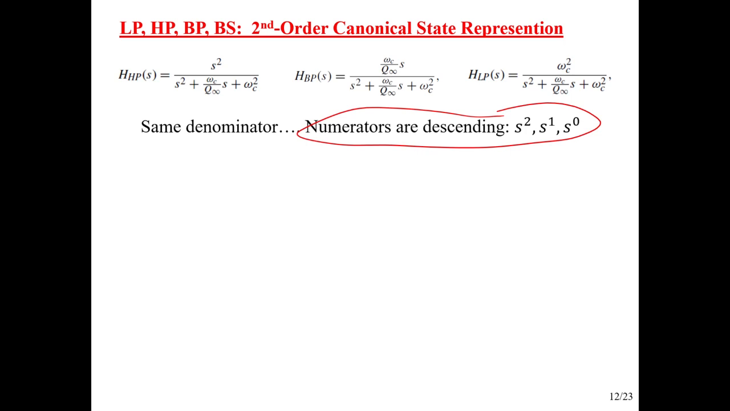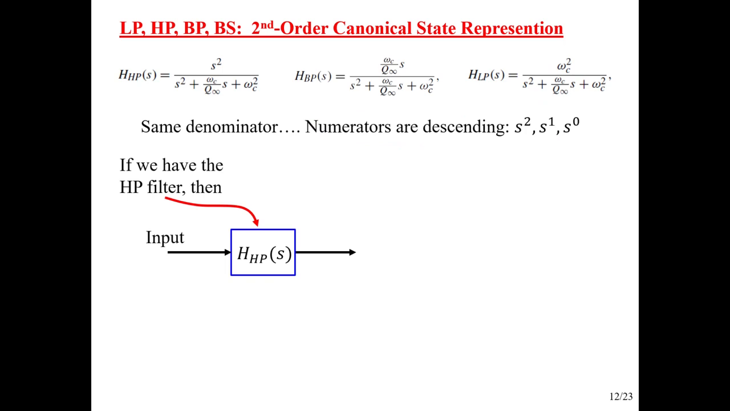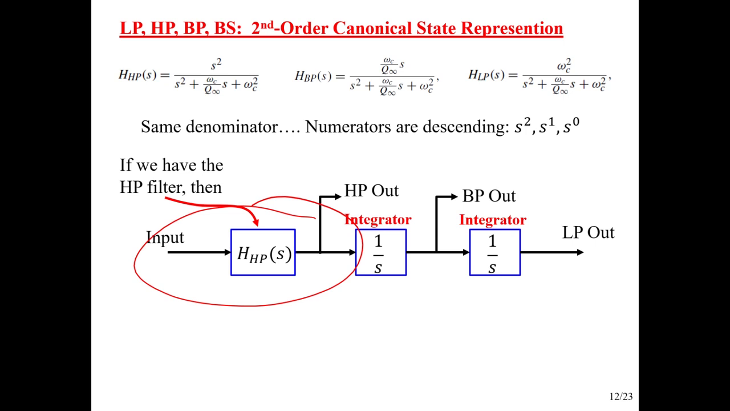And remember, our integration boxes, if we had an S squared, would knock that down to an S, and the next integration box would knock that down to a constant. So that's the key. So suppose somehow we built this high pass filter. Let's not worry about how we're going to get it yet. We'll see that in just a minute. But suppose we built that, then all we need to do to get, so we have the high pass out.